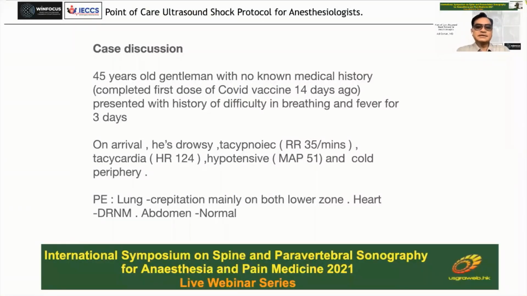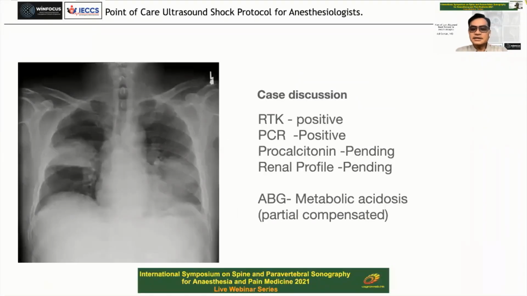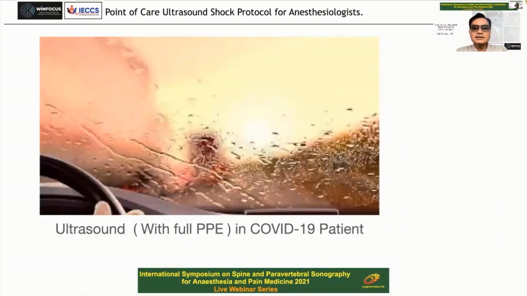I will start this presentation by sharing a real case scenario of a 45-year-old gentleman who presented to us with difficulty breathing and fever for 3 days. On arrival, he's tachypneic, drowsy, tachycardic, and hypotensive, which are signs of shock. Lungs show crepitations mainly on both lower zones. RT-PCR turned out to be positive. ABG shows metabolic acidosis with partial compensation.